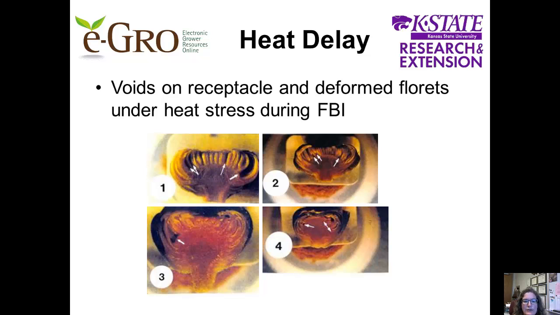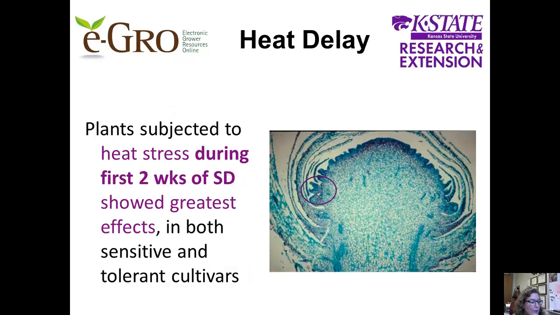In research at Kansas State University with florist mums, we learned that the voids that would develop in the receptacle and the deformed florets that occurred under heat stress were due to high night temperatures during the initial weeks of short day photoperiods. So, in other words, plants subjected to heat stress during the first 2 weeks of short days showed the greatest effects in both the sensitive and tolerant cultivars, and it turned out that it was the temperature at night, more so than the temperature during day, that really contributed to this heat delay phenomenon.